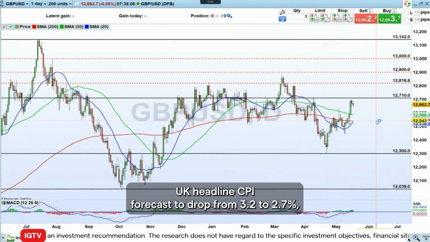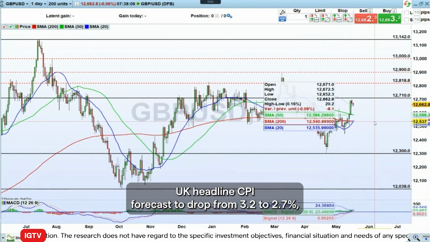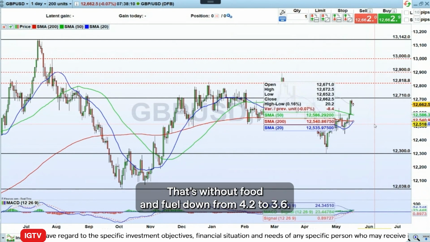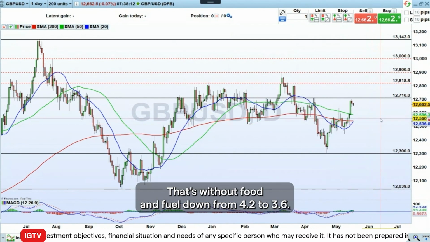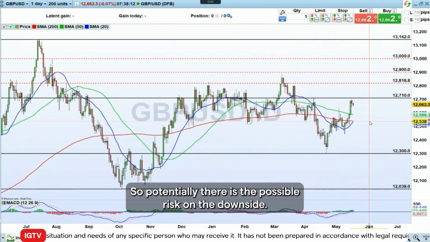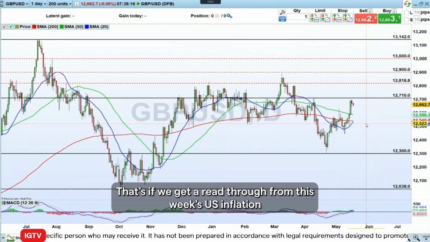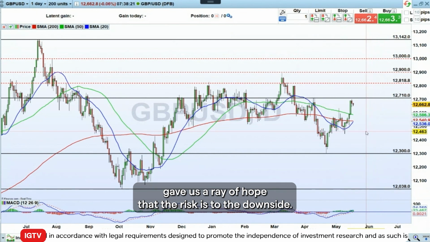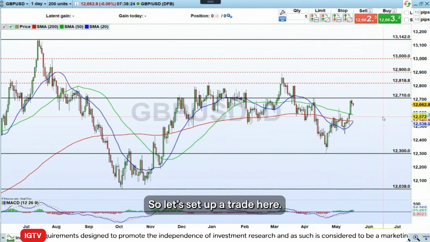UK headline CPI forecast to drop from 3.2 to 2.7%. Core CPI, that's without food and fuel, down from 4.2 to 3.6. So potentially there is a possible risk on the downside. That's if we get a read through from this week's US inflation, which gave us a ray of hope that the risk is to the downside. So let's set up a trade here.